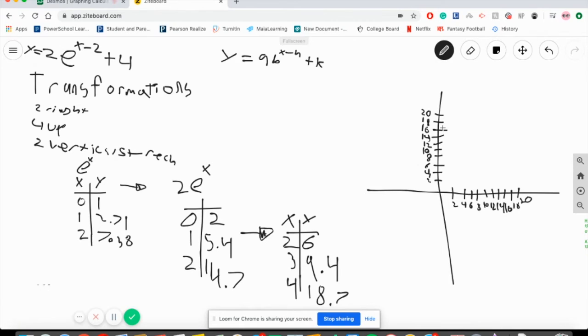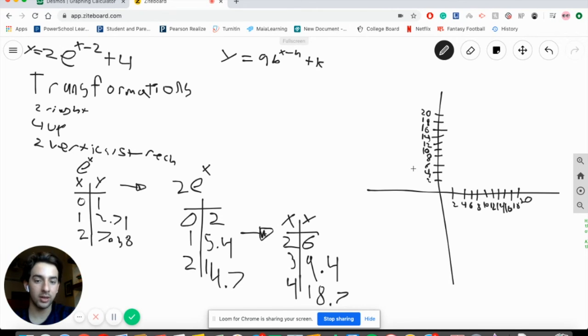So now I'm going to graph it very quickly. 2, 6, 3, 9.4, and 4, 18.